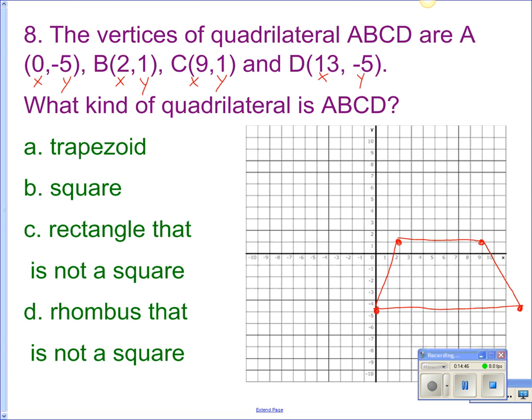Ethan H., what kind of shape is that one? A trapezoid. Okay, so a trapezoid is anything that kind of runs out on the sides. Okay. Questions? All right.